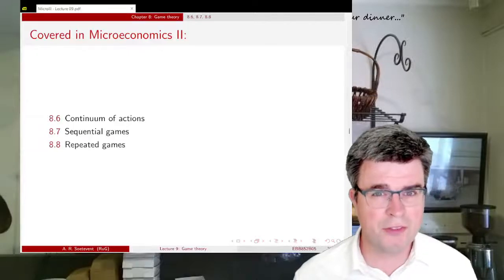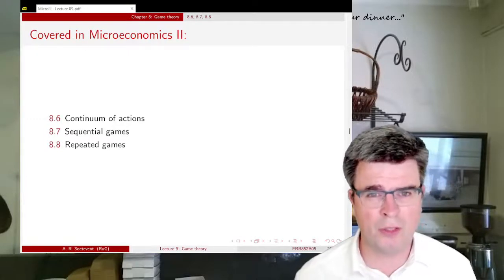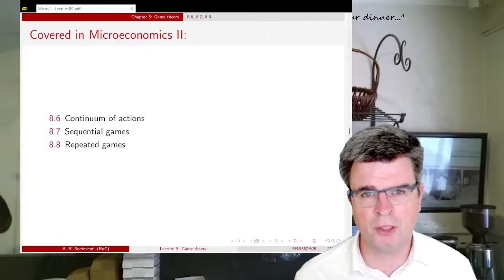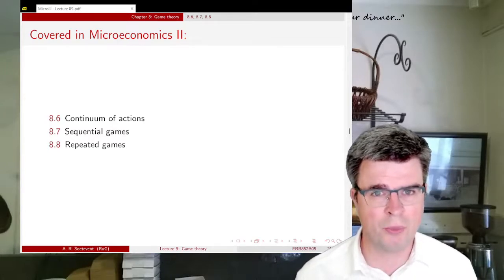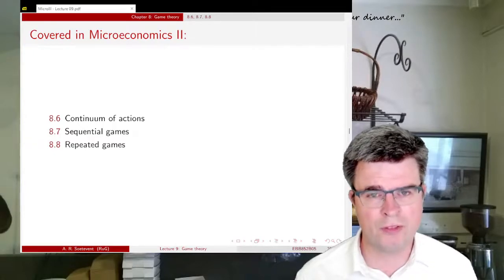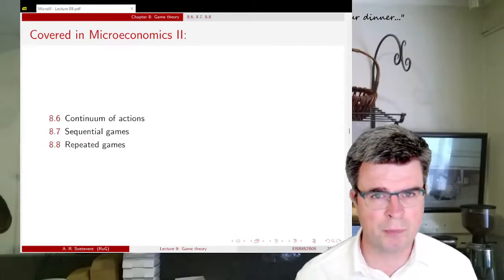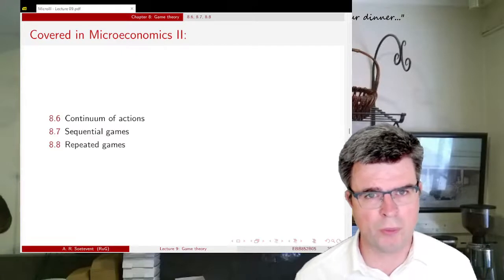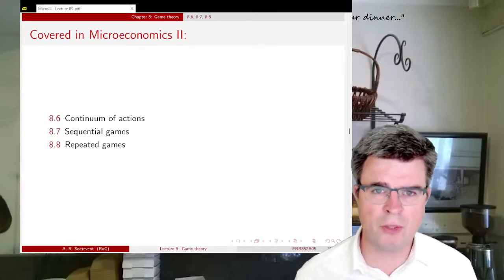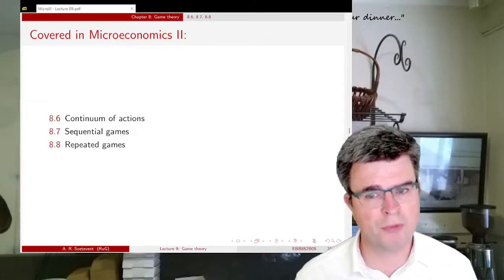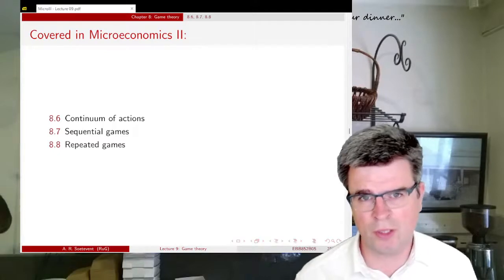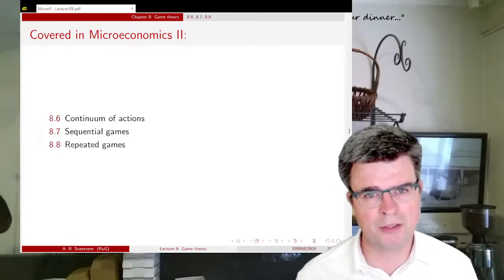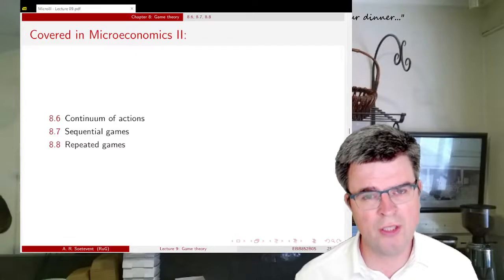Then there are 3 sections in the book, the content of which are part of this course, but which we do not discuss extensively in this course, because you know the content in a different form from the previous course, Microeconomics 2. And these 3 sections are 8.6, which deals with continuous actions. So what if you, as a player, do not choose between left or right, or you have 10 possible actions, but you have a continuum of choices.